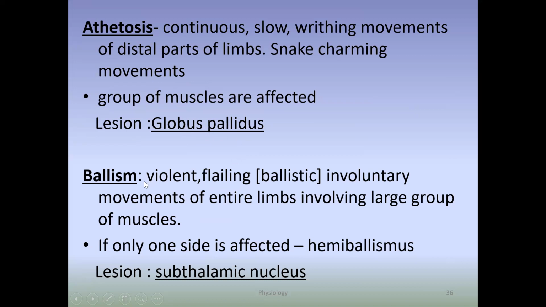Hemiballismus or ballismus, hemi means half side. It is a violent flinging of the arms, that is, involuntary movements of the entire limb, starting from the shoulder, elbow, and the wrist. While in athetosis, only the peripheral part is involved, that is, beyond the wrist. While in hemiballismus or ballismus, the whole limb, upper limb or lower limb, is suddenly flung. That is called hemiballismus, and it is because of damage to the subthalamic nucleus, the body of Luys.